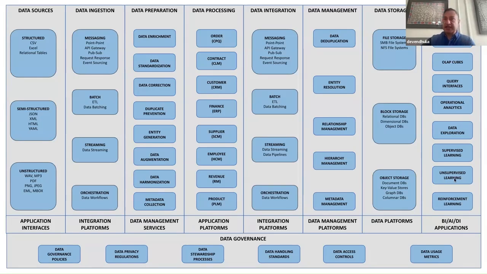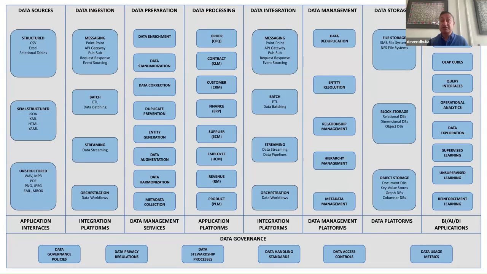Data preparation is the next phase. For example, you prepare the data to load it into the application. So this will be data enriching with third-party data sources, standardization of data so that it has the same look and feel, data correction, so remediation of any anomalies in the data, prevention of duplicates, and entity generation, when you have multiple duplicates and merge them together, then basically you'll create this single entity.